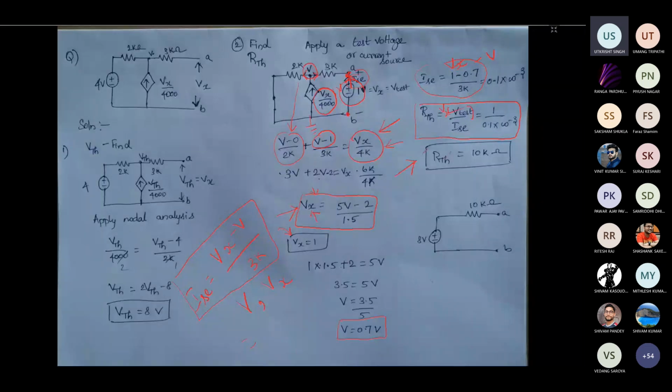Now, why have we applied the test source? We have applied the test source because there is some dependent source available in the circuit.